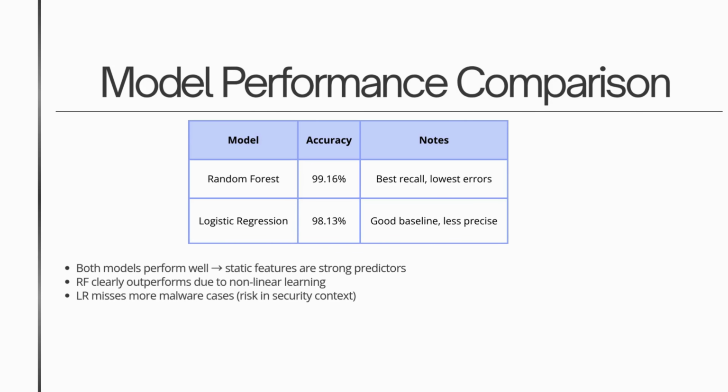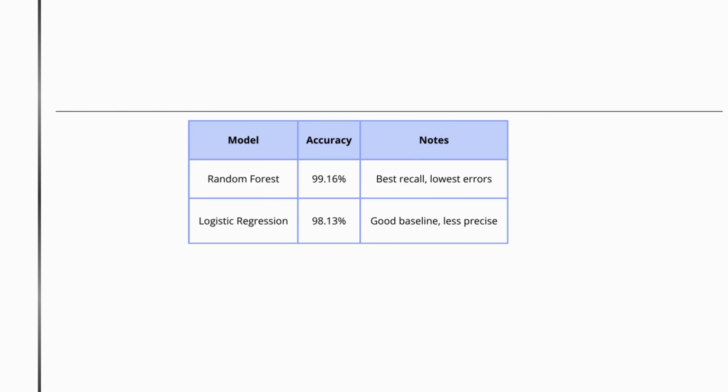The model performance comparison. In terms of accuracy, both models have performed strongly. The random forest achieves about 99.16% accuracy, and logistic regression achieved about 98.13%. Although both are high, random forest clearly gives the best performance, especially in detecting malware with fewer false negatives.